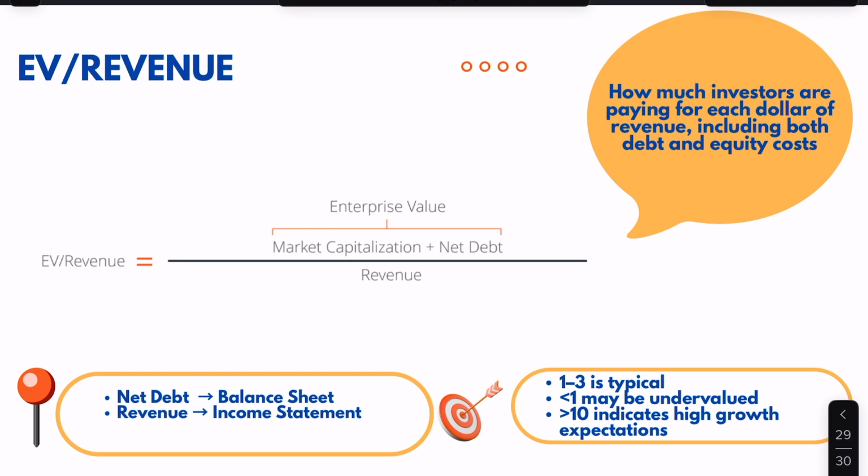The next ratio is EV by revenue. It compares enterprise value to revenue, including both debt and equity. So the formula is enterprise value divided by revenue. You can take the revenue from the income statement. Enterprise value, you can either take it from market data or you can calculate it. So as a benchmark, 1 to 3 is typical. Less than 1 may indicate that the stock is undervalued. More than 10 may indicate that there are very high growth expectations from the company. It can also mean hype.